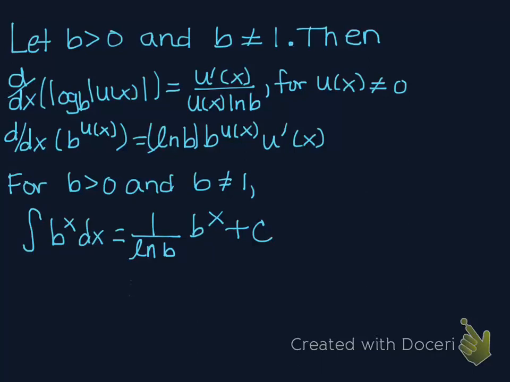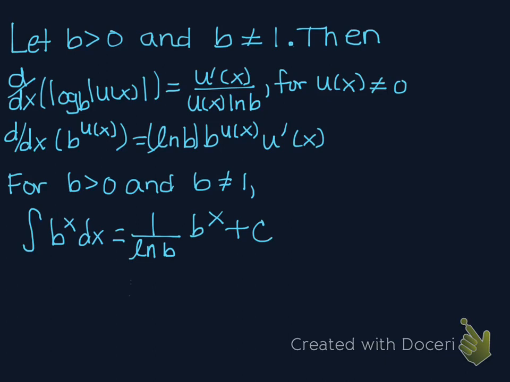Hi, we're going to talk about how to deal with these derivatives and integrals for exponential and log functions that are not our normal natural log and e. So this says for b greater than 0 and not equal to 1, we have that the log base b of the absolute value of u(x) is u prime of x over u(x) times ln of b.